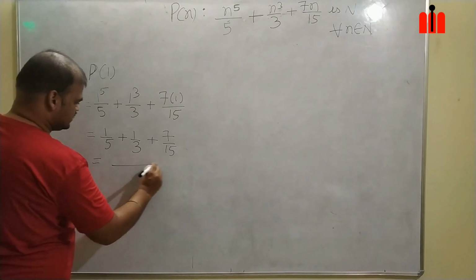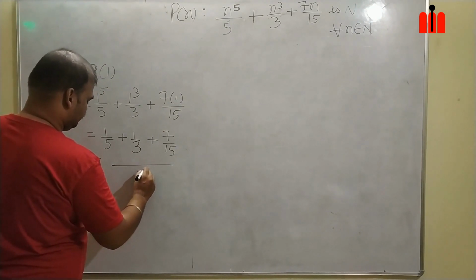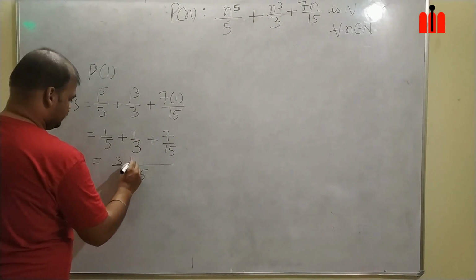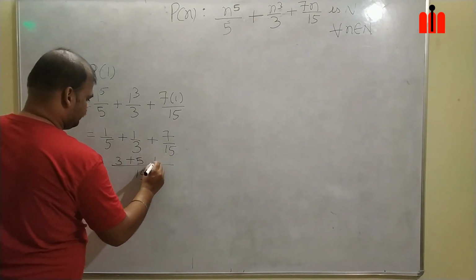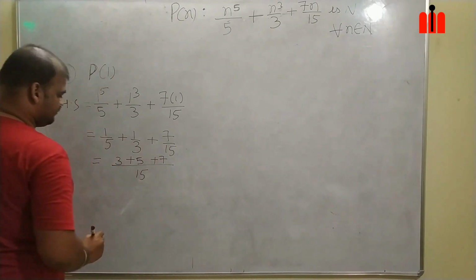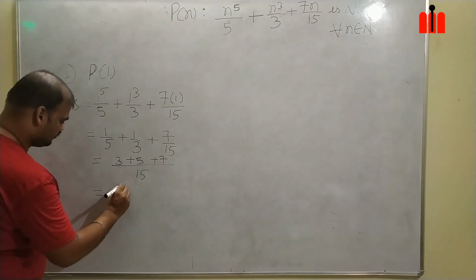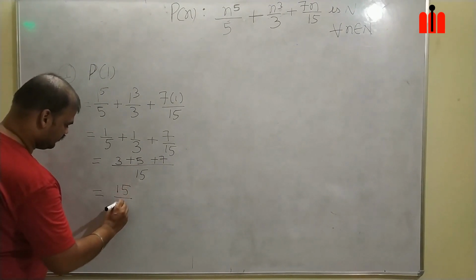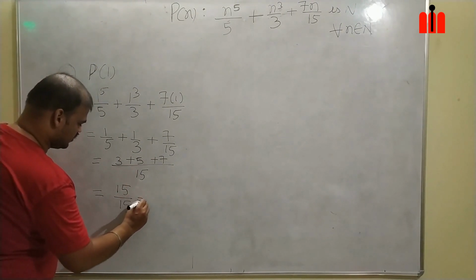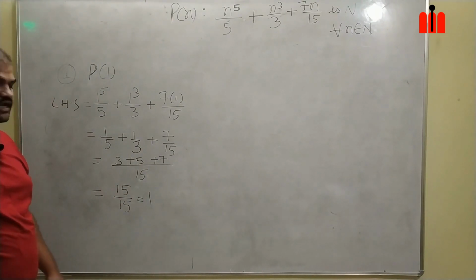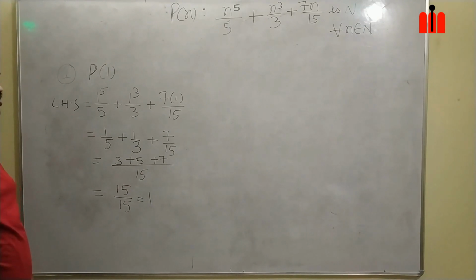So take the LCM, it will be 15. So you will get over here 3 plus 5 plus 7, so it will be 15 by 15. This is equal to 1. So this one is my natural number, right? So P1 is true. What I got? I got that P1 is true.